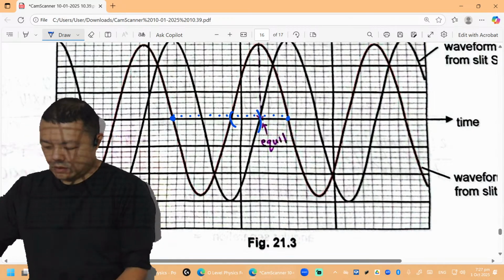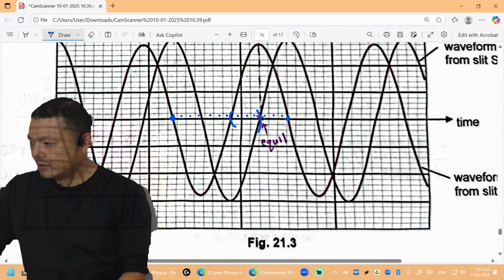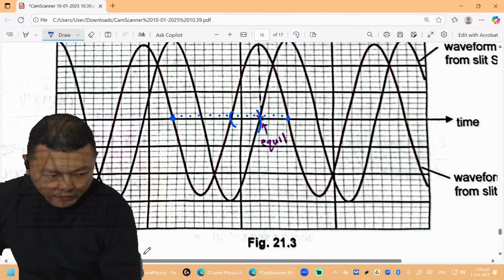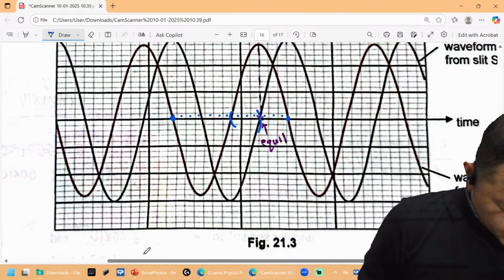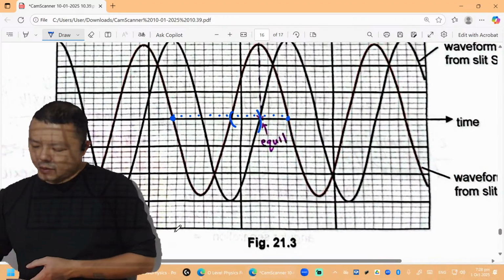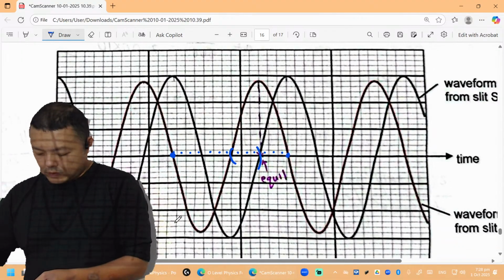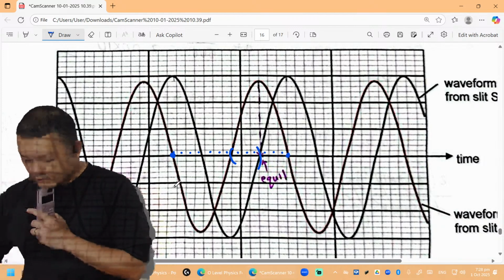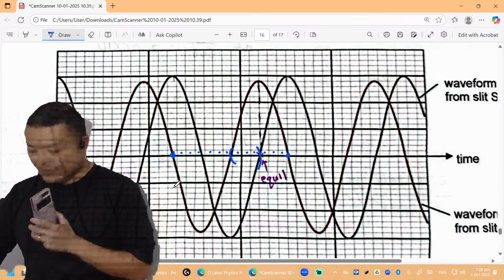Or it could be taken as 12 and a half minus 3, then divide by 12 and a half. No, but the phase difference is only 3 grid squares. 3 divided by 12 and a half. That's 0.24 away. That's close to 0.25.